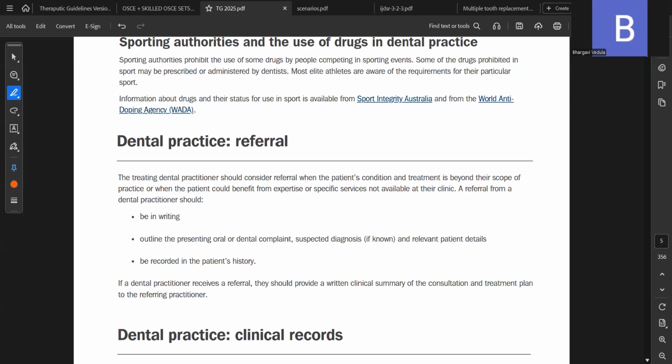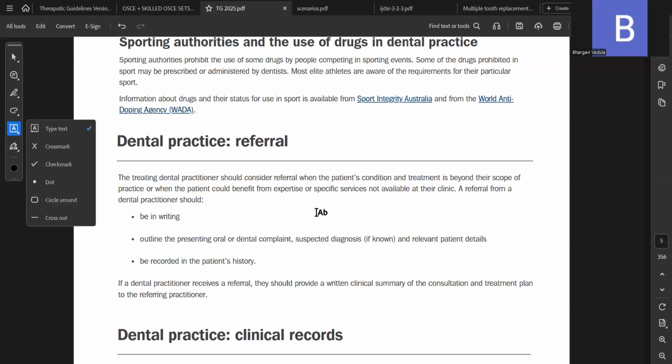So you have to be very careful when you're doing a treatment for the patient, unless you already did it once or you took a course and you are confident in doing that. Please don't do that. Or when the patient could benefit from expertise or specific services not available at their clinic. When a better treatment alternative is present for the patient and some other doctor is doing it, we should always think about the good for the patient. Do good, do no harm. The basic ethical principle is do good, do no harm.